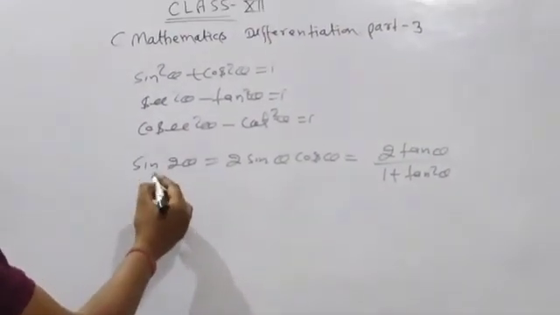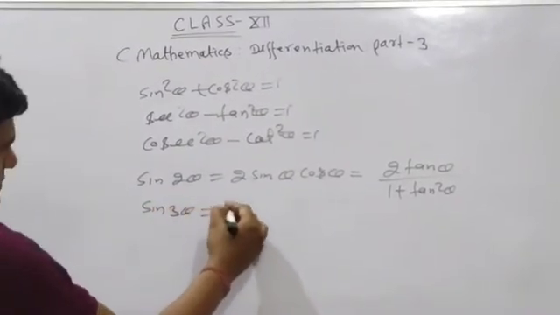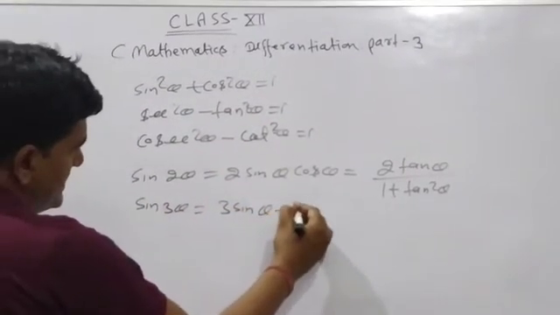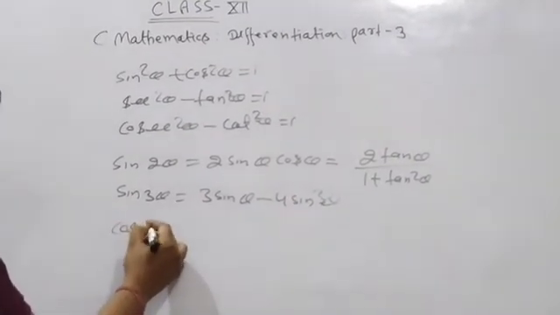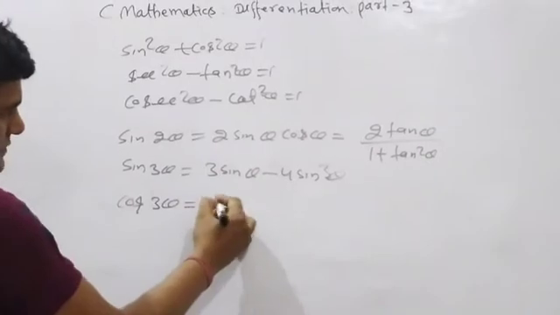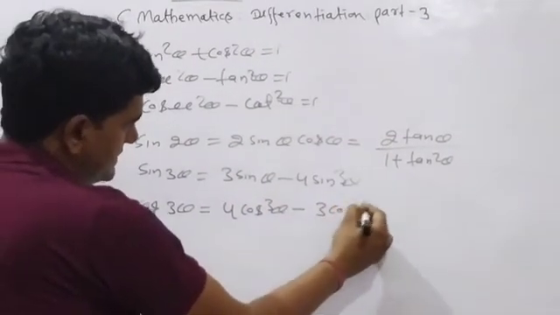Then sin 3 theta is equal to 3 sin theta minus 4 sin cube theta, and cos 3 theta is equal to 4 cos cube theta minus 3 cos of theta. Clear?